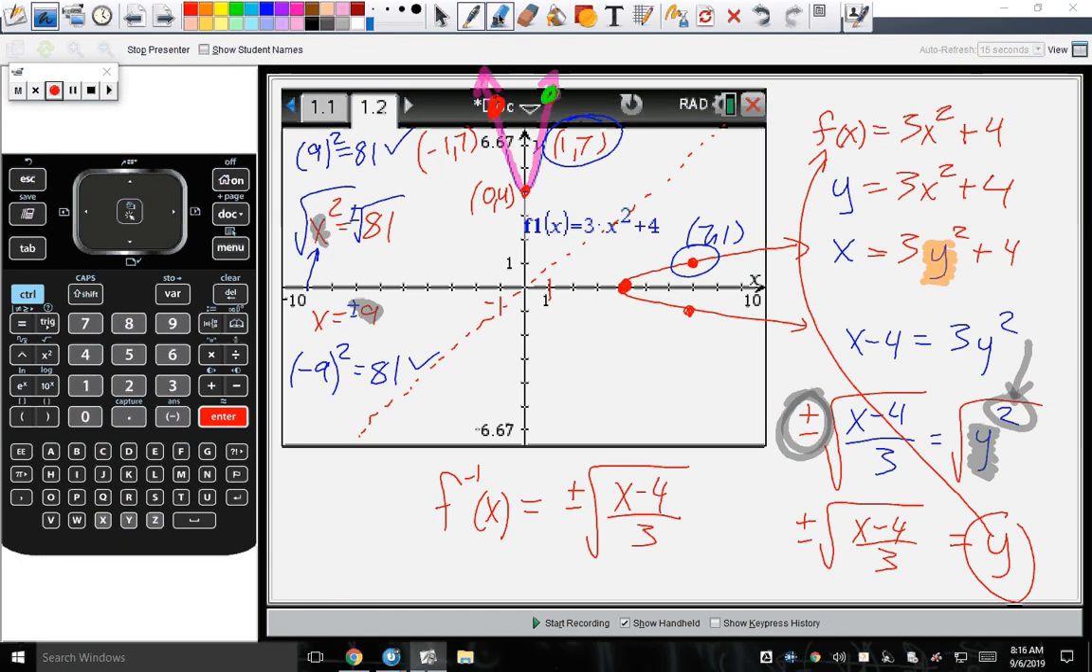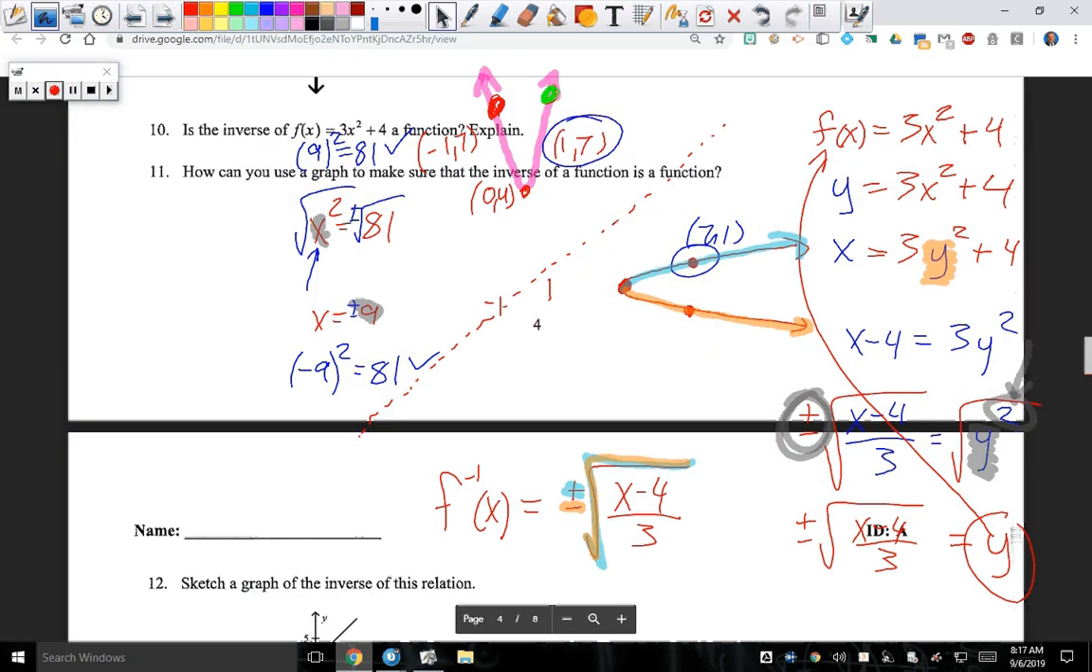Okay, and visually, just to let you know, this positive version of all of this stuff is this piece right here. Whereas the negative version of all this stuff, meaning it has negative y values, is going to be all this stuff down here. Alright, so the answer would be no, because it would fail the vertical line test.